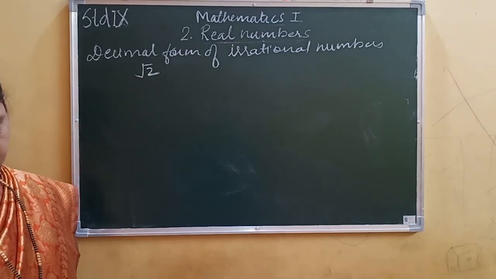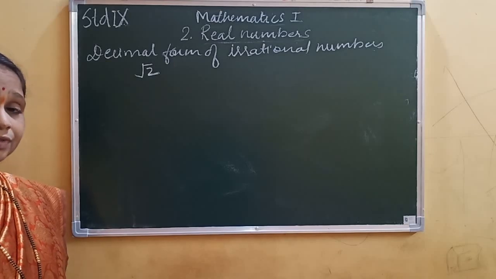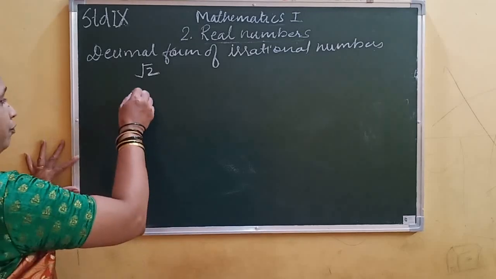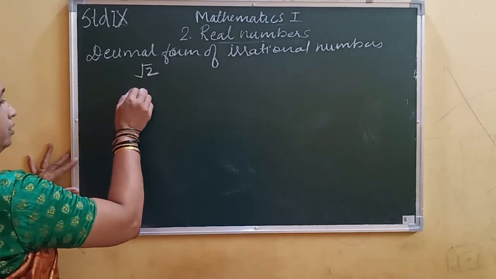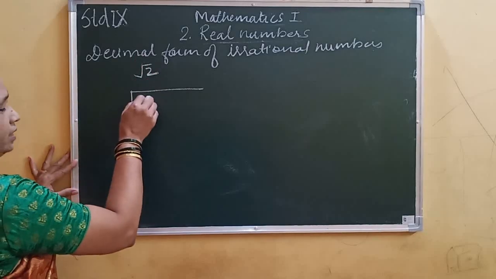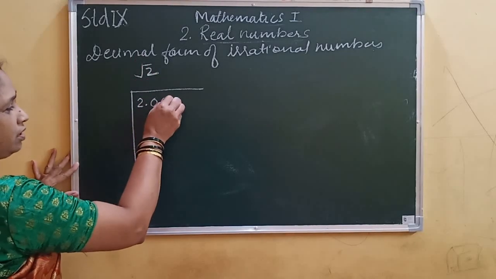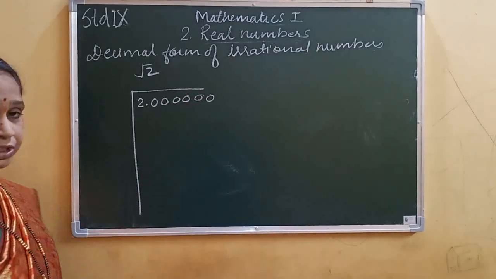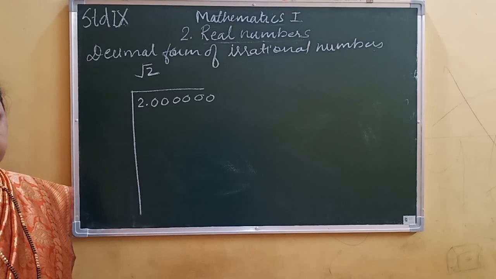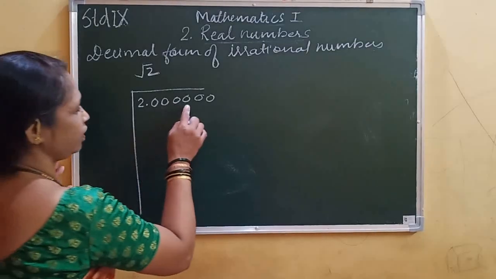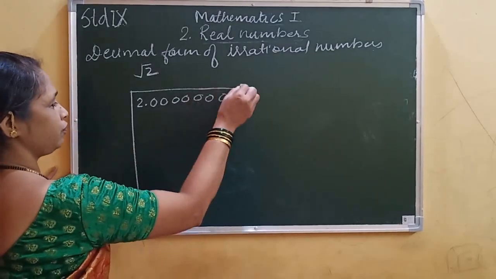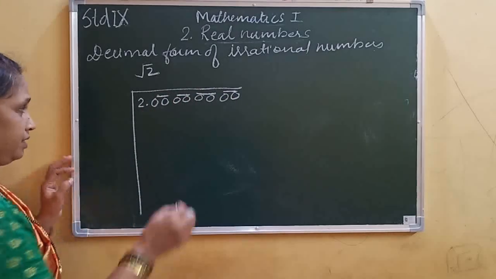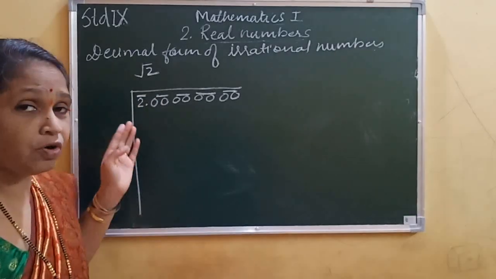For that we have to use the division method. You studied the division method in 8th standard; again we have to revise it. For the division method, this root 2 you have to take as 2 point, and now here you can take zeros. Depending on how many digits we want to find out, 3 or 4, you take that many zeros. Suppose we have to find 4 digits. When you take them, you have to do the pairing. This we have studied earlier. Now what should we do?